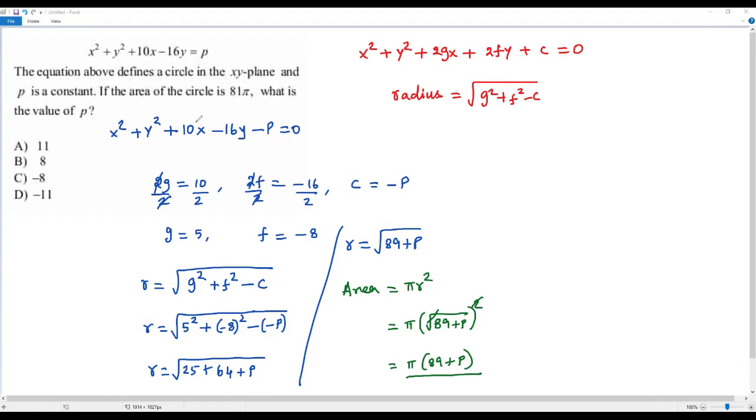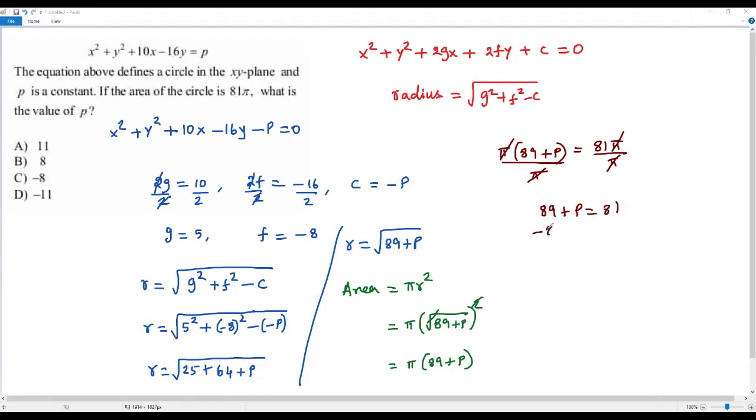Already we have the area of the given circle, that is 81π. So this 81π and this π(89 + p) both represent the same thing, the area of the given circle. So we can equate them: π(89 + p) = 81π. Now we can divide both sides of this equation by π. The π will cancel out on both sides, and we get 89 + p = 81.